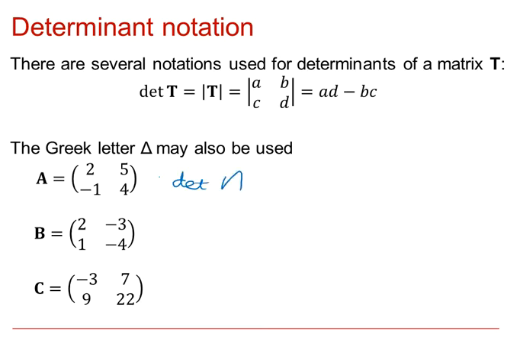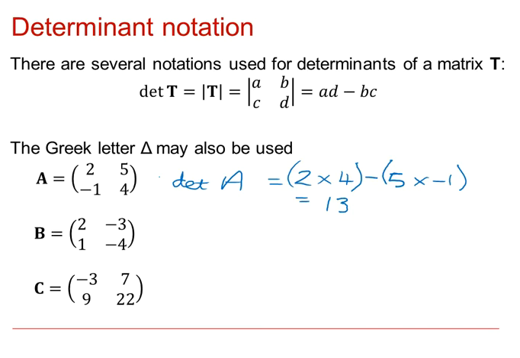For A, det of A equals 2 times 4 minus, let's put brackets around that to make it clearer, minus 5 times minus 1. So this would give us 8 plus 5, or 13. I'm using brackets and taking a lot of care with the signs.